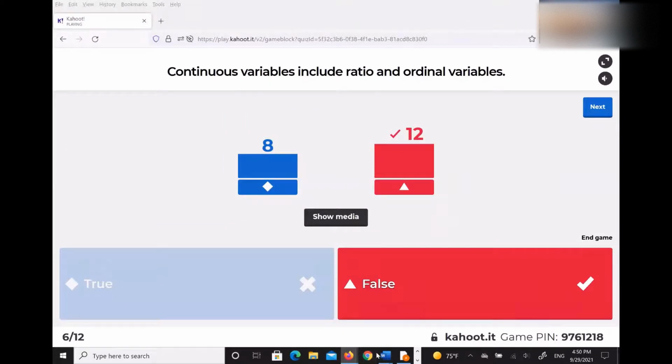All right, the answer is false. Why is it false? Everyone type in the chat for me. How would you fix it? Type in the chat for me. Why is this statement false?